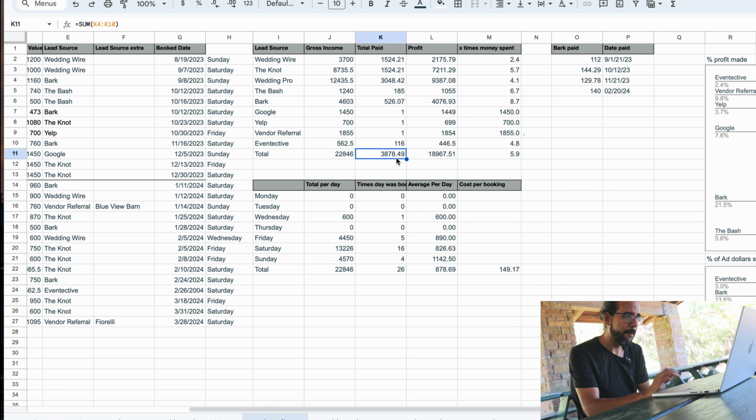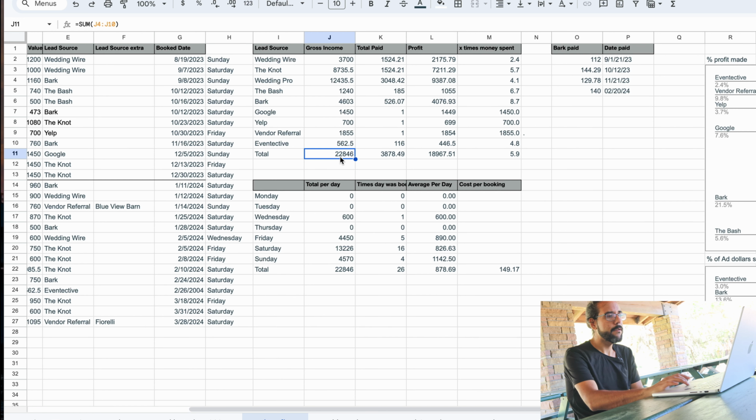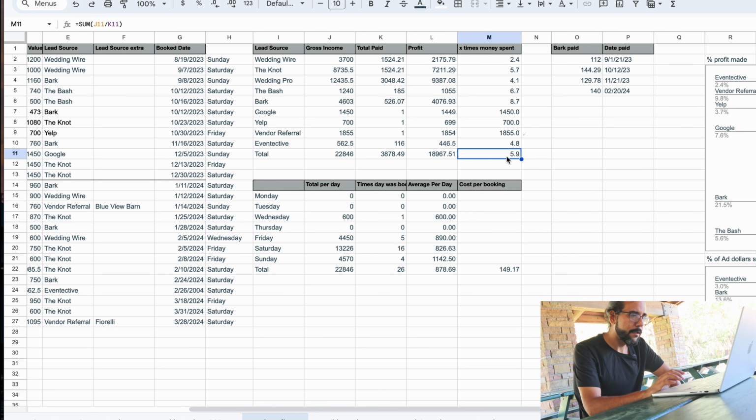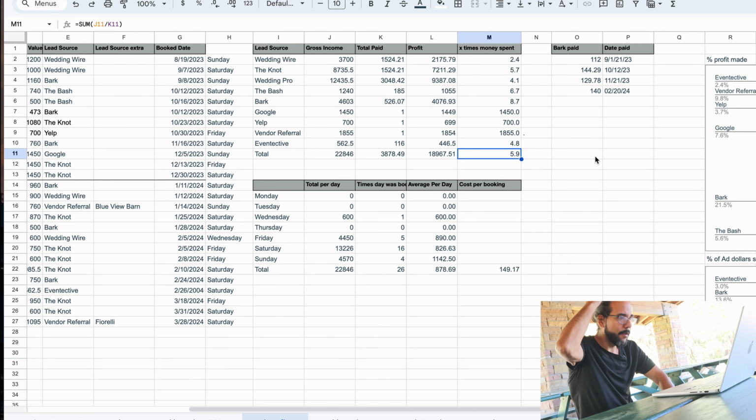And here's the total. So total I've paid on advertising so far in the first 6 months, $3,878. Gross income, $22,846. And here's profit, $18,968. And of course, that's not actual net profit. That is just minus the advertising costs. So still, almost six times the money that I spent on advertisement, I was able to generate back. So the goal is to continue to do that.